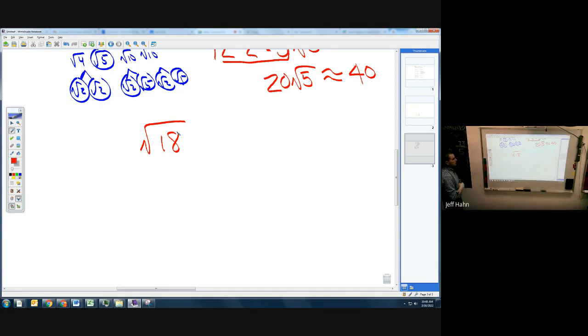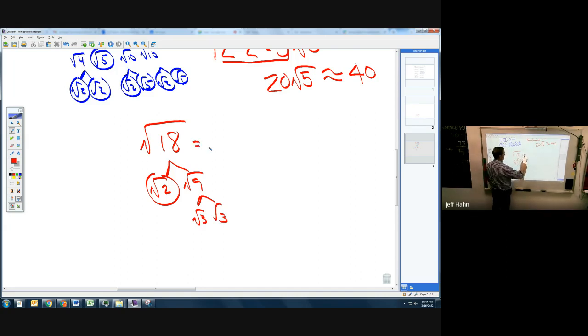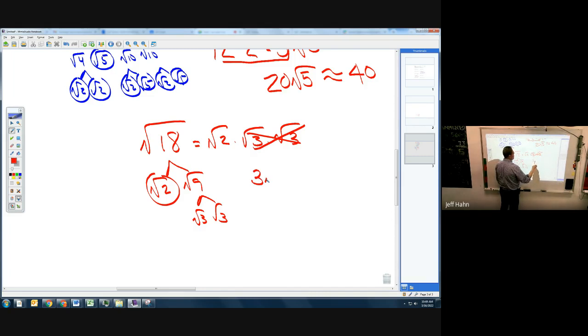Do we get an answer? 2 square roots of 3. Let's look at it. So you broke the square root of 18 down into what? 2 and 9, or 3 and 6. The square root of 9 is the square root of 3 times the square root of 3. So the square root of 18 is the square root of 2 times the square root of 3 times the square root of 3. 2 identical square roots of 3 give you a normal 3.